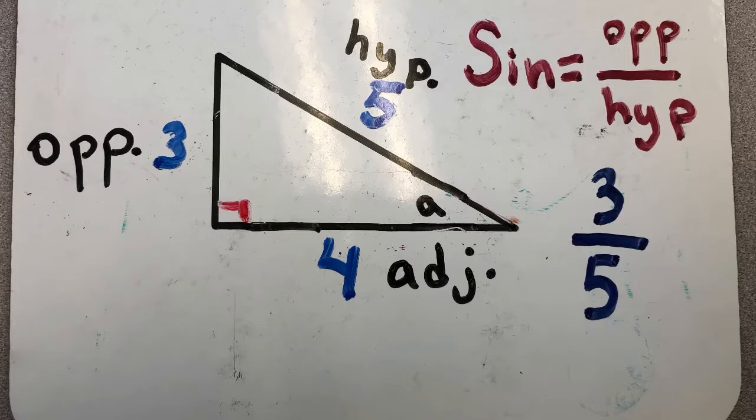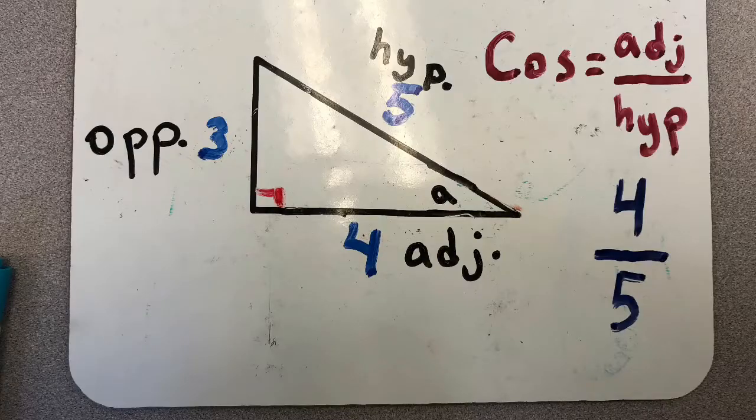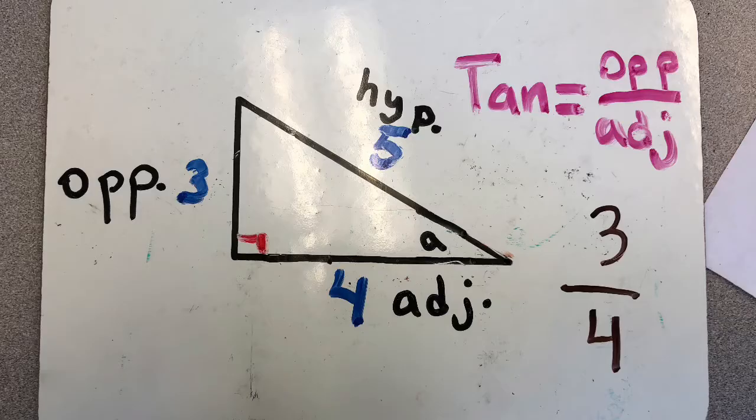Now we are going to make the ratio for sine. Sine equals opposite over hypotenuse, so the ratio would be 3/5 because the side with the length of 3 is the opposite side to angle A, and the side with the length of 5 is the hypotenuse. For cosine, it equals adjacent over hypotenuse. The ratio would be 4/5. For tangent, it equals opposite over adjacent. The ratio would then be 3/4.